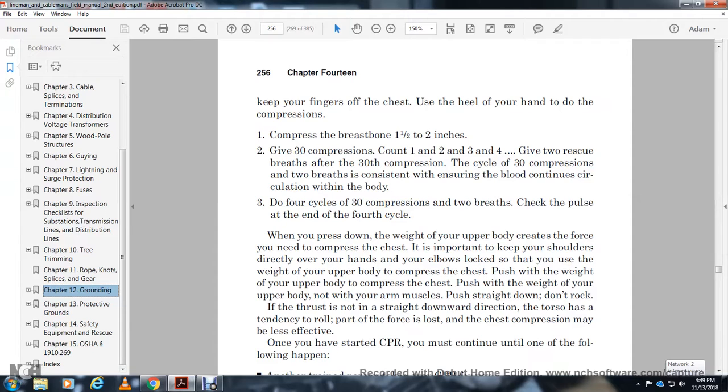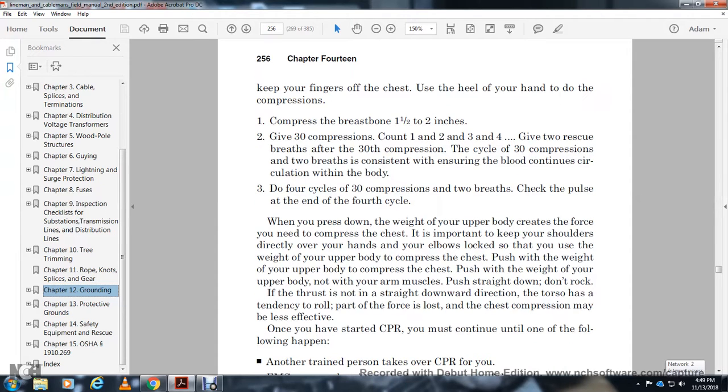Continue the compressions at the consistent interval. Check the pulse and the force. When you're pressing down, use the weight of the upper body. Force is pressing the chest down.